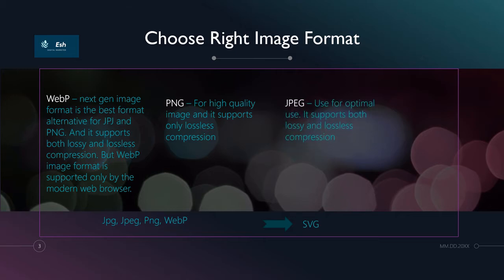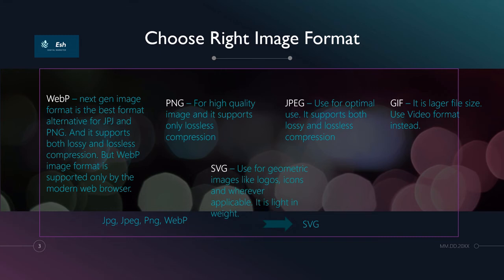The next is JPG. It is the default format we are all using for images. It is a good thing. It supports both lossy and lossless compression. And the GIF. When you are using GIF on your website, it is definitely a very large file size. Definitely think twice about whether you want to use it or not. Instead of using the GIF, you can use the video format, because video itself is small when compared to the GIF.